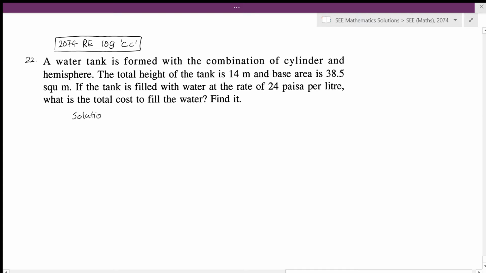Solution. First, let's draw the tank. So we have a cylinder. The base of the cylinder is a circle, and at the top we have the hemisphere, right? We can make this hemisphere, or we can just invert this shape, but it doesn't matter. The relation that we need to be very careful and use here is: this part, from center to this edge, is called the radius of the cylinder base, so it is radius r.